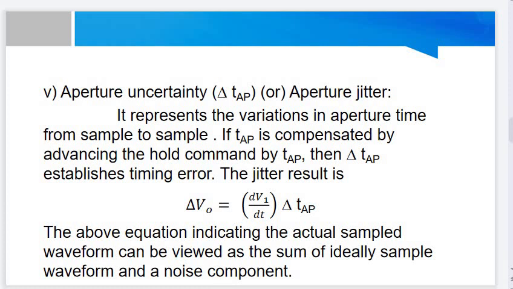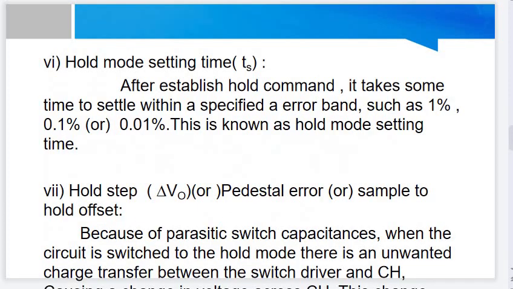If TAP is compensated by advancing the hold command by TAP, then the change in aperture time, delta TAP, establishes a timing error. The jitter result is delta V0 equal to dV1 by dt times delta TAP. The above equation indicates the actual sampled waveform can be viewed as the sum of an ideally sampled waveform and a noise component.